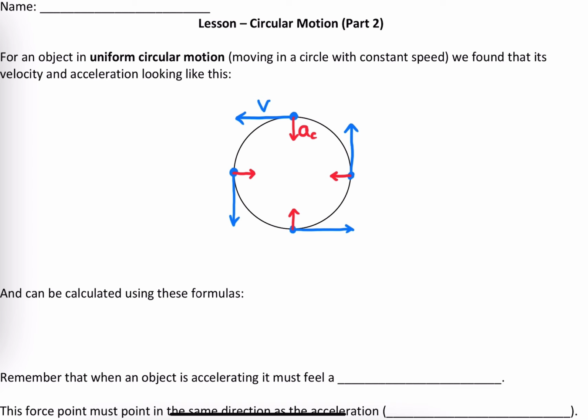Okay, so we have the velocity, which is always tangent to the circle, which means sort of parallel. Or another way to describe it is the velocity is always perpendicular to the radius. And we have the centripetal acceleration, which is always towards the center of the circle. The next thing we looked at was how we might be able to calculate the speed and the magnitude of the acceleration for this type of motion. And we came up with this.